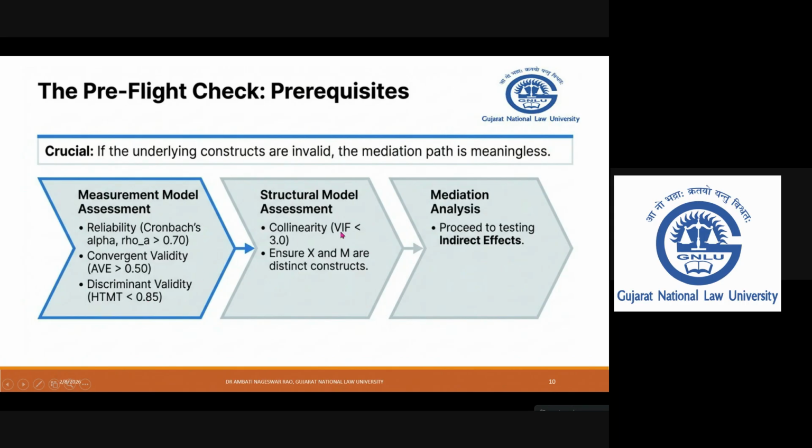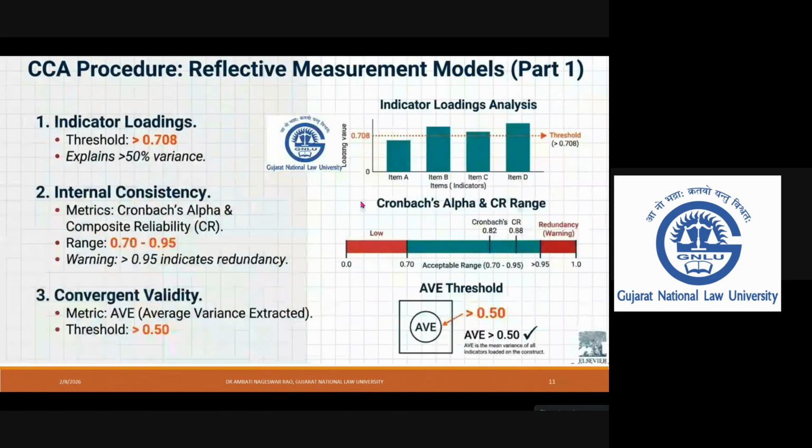Okay. And similarly, we also have the collinearity test. Our value should be less than 5.0, or you can also consider 3.0. Okay. Then we'll see how these constructs are, what the variance is, and how each dependent variable is able to influence other variables.